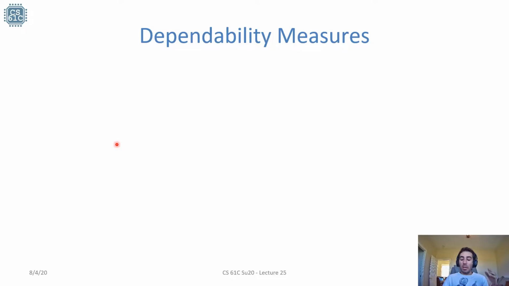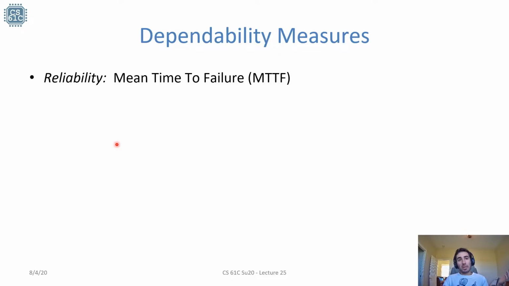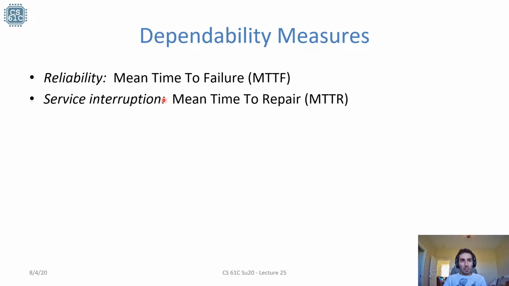Okay, so here is the terminology that we use to actually talk about dependability. The first way is how we measure reliability, okay, and this we define as the mean time to failure. How long does it take on average before our system fails? Up next, how do we actually measure how expensive a service interruption is? We're going to call this the mean time to repair. So after you fail, how long is it going to take for you to get back up online?